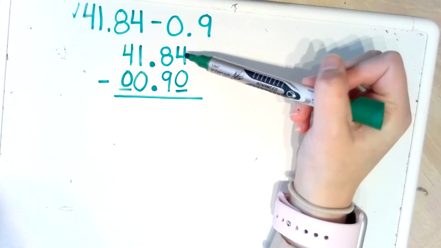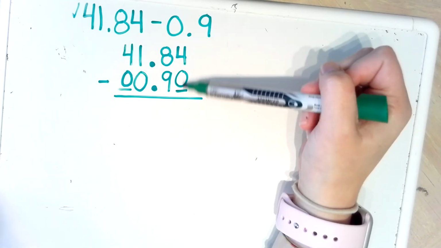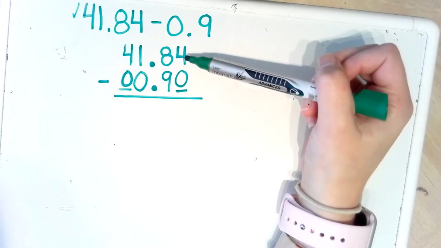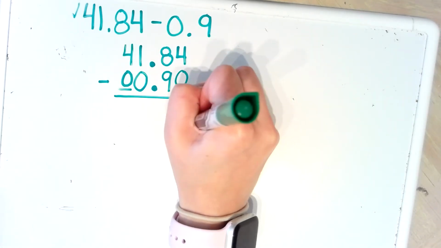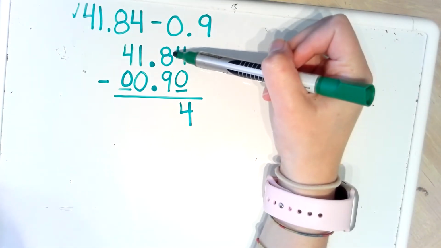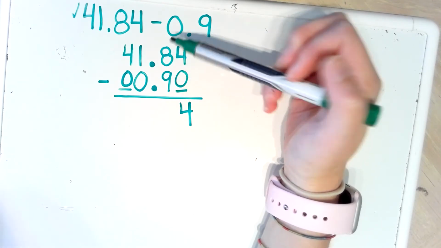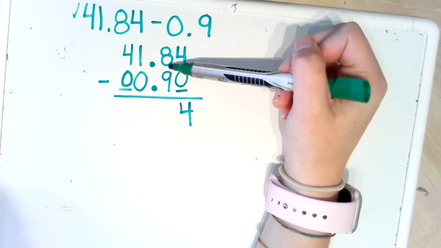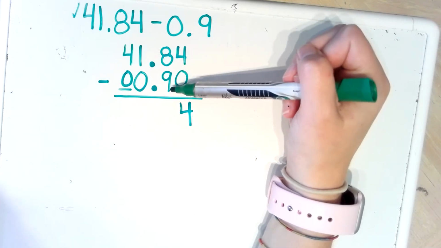And again, I always want to start in my smallest place value. So I want to go all the way to the right in order to subtract. So here I have 4, take away 0 is 4. Now I go into my next place value and I see 8, take away 9. But what I notice is that if I only have 8, I don't have enough to subtract 9.